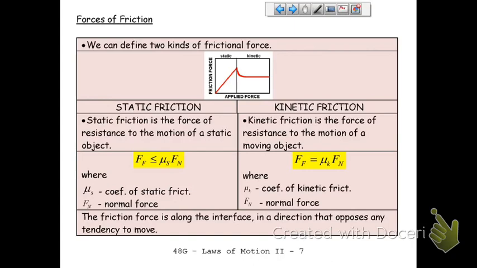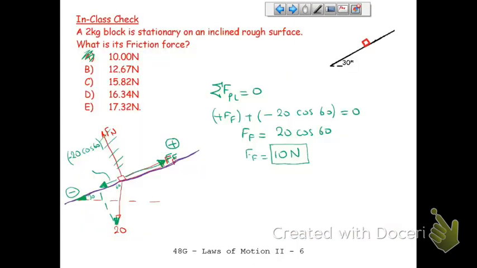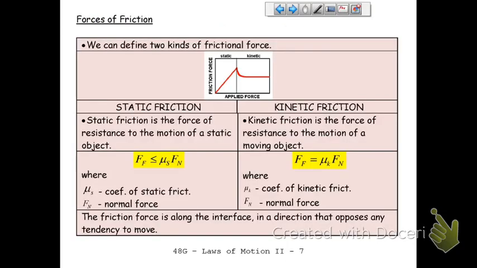By the way, if I'd said a 2 kilogram block is coasting down an inclined plane at 1,000 miles an hour, it would be the same problem. Because it's not about motion, it's about acceleration. Okay? So just bear that in mind. Friction is not just a component, though. It is a thing in its own right, and so we can study it.